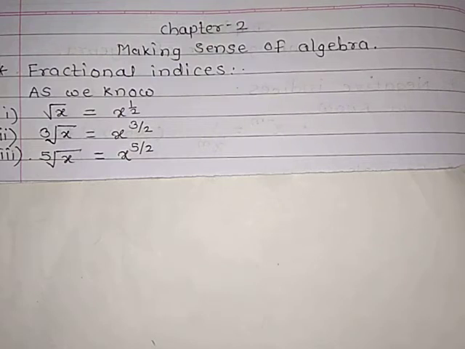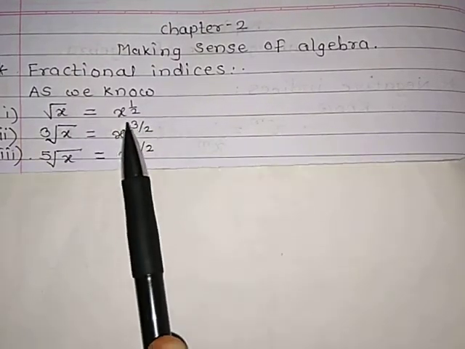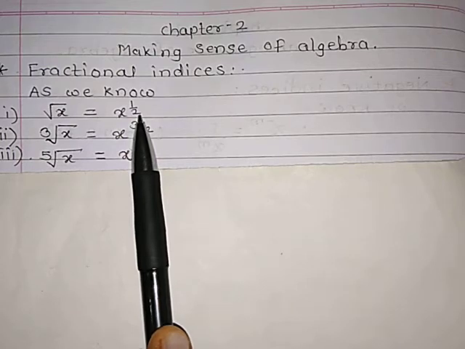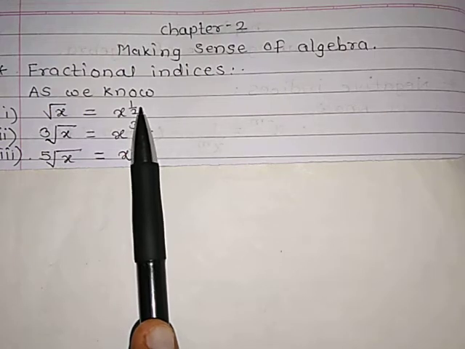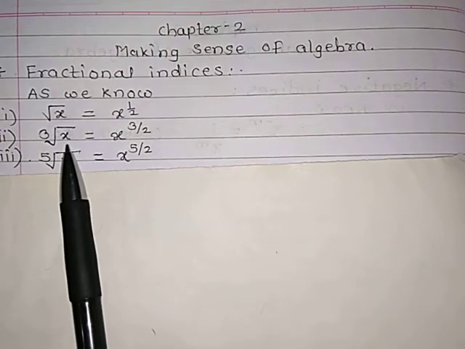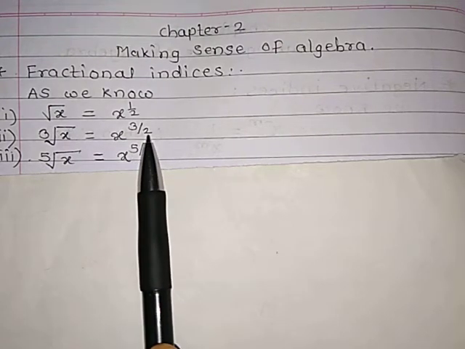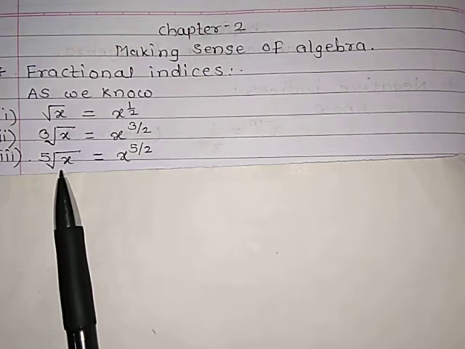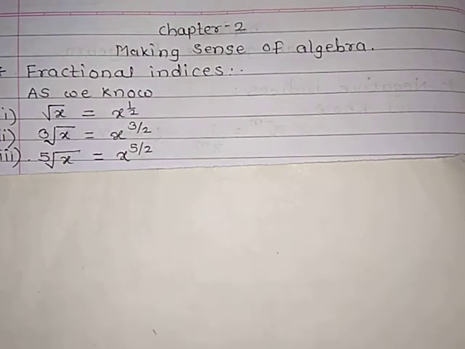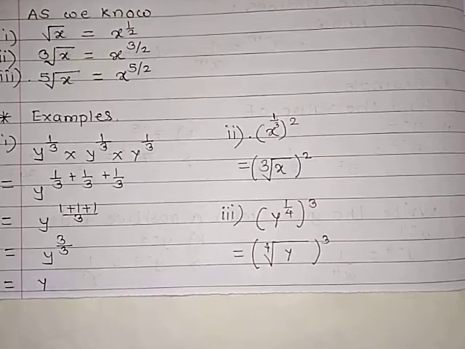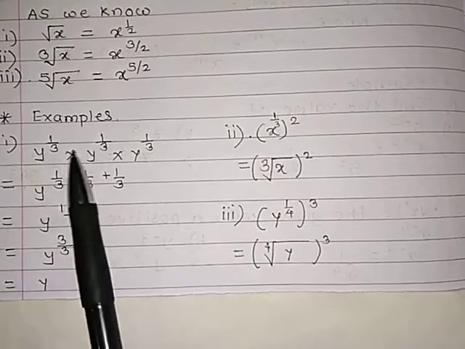Now, as we know, the value of root x is equal to x raised to 1 upon 2. When we write root x, we get the value as x raised to 1 upon 2. When we write cube root of x, we can write x raised to 1 upon 3. When we write fifth root of x, we can write x raised to 1 upon 5. Now we will solve some examples based on fractional indices.